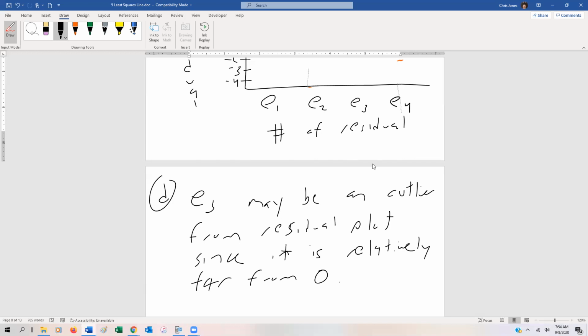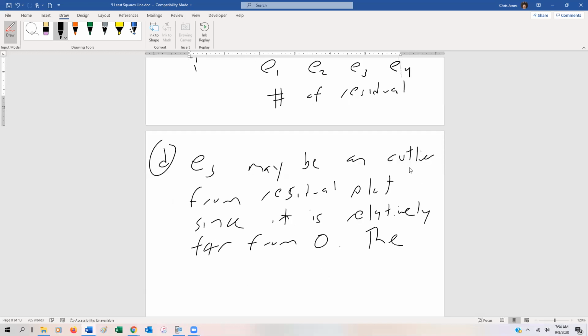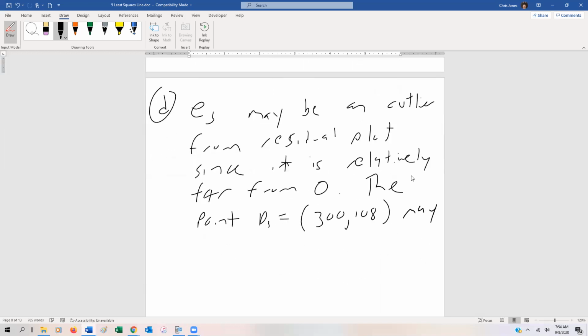And so that means that the point, which is P3, and remember P3 was that 300, 108, may be an outlier. In other words, we call it a suspect point, because we're suspicious of it, but we don't necessarily have the mathematical competency yet to be able to determine whether or not it's going to be an outlying value.